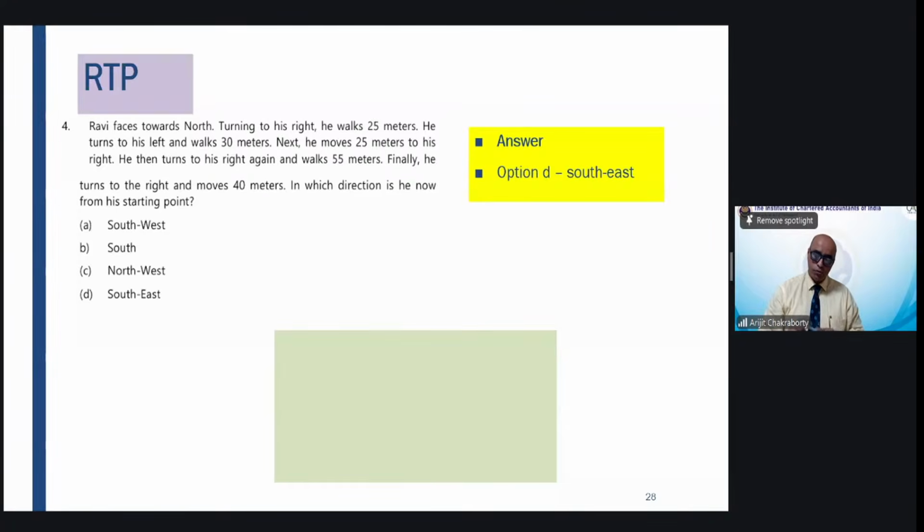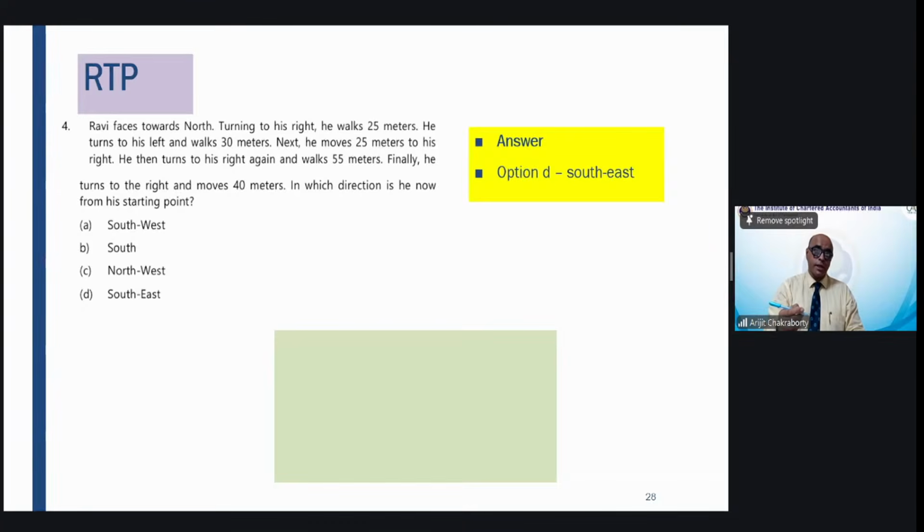He has moved first towards the eastern side 25 meters. Then he has moved north. Then he has moved towards the east again for 25. So ultimately, from the starting point, he has moved towards the eastern side by a linear distance of 50 meters. Then he has moved towards the south and then towards the west for 40 meters.